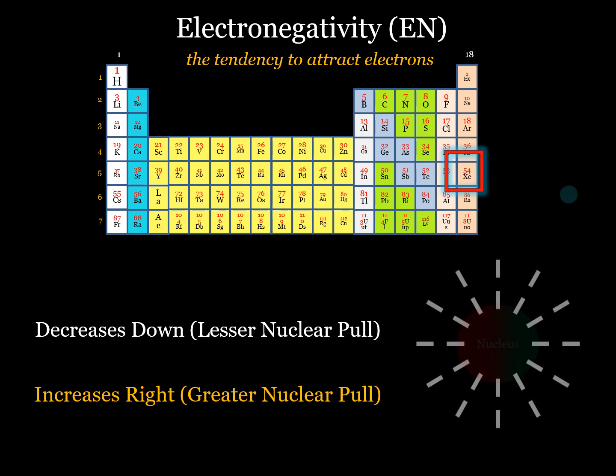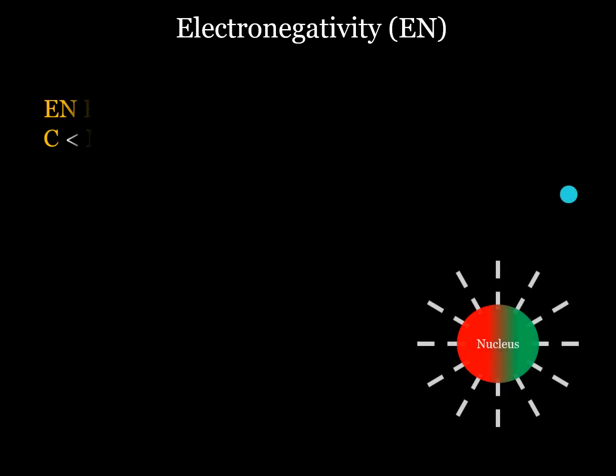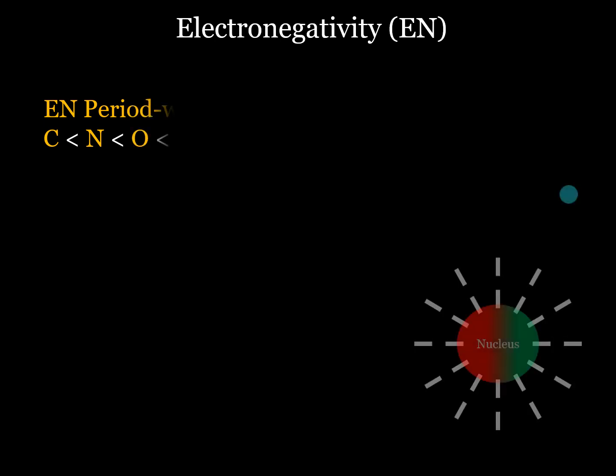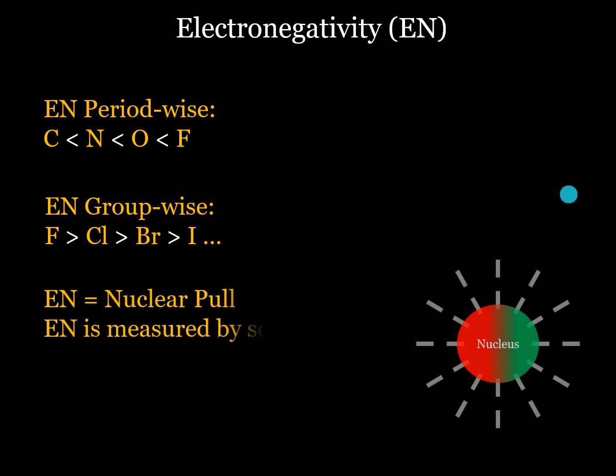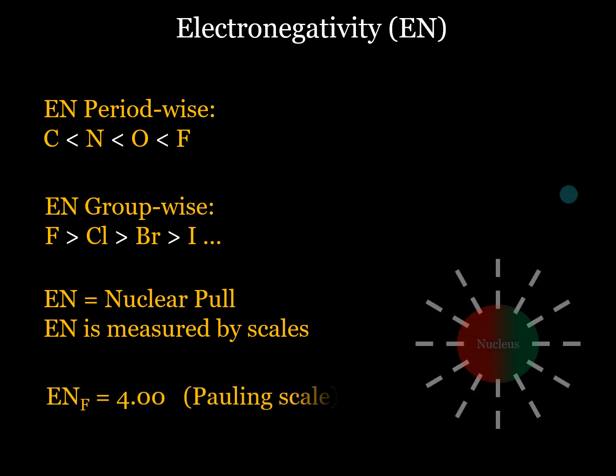Moving from left to right, electronegativity keeps increasing. Carbon is less electronegative than nitrogen, nitrogen is less electronegative than oxygen, and oxygen is less electronegative than fluorine. Group-wise, fluorine is more electronegative than chlorine, chlorine is more electronegative than bromine, and so on. This knowledge helps a lot in organic chemistry. Electronegativity is basically another name for nuclear pull. It is measured by different scales. According to the Pauling scale, the electronegativity of fluorine is about 4.0.